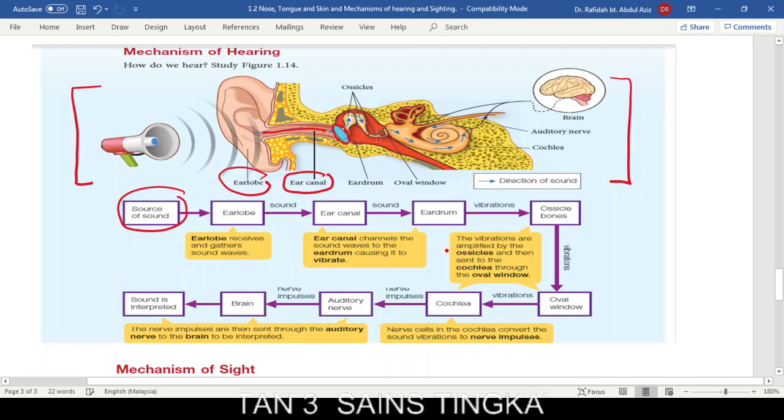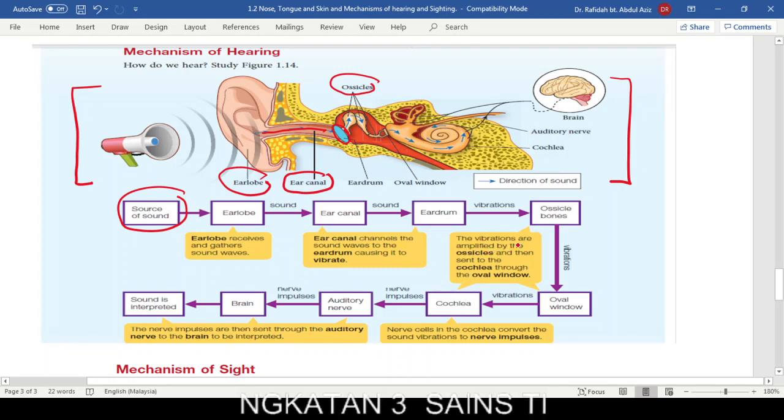the vibration is received. The sound wave received by the eardrum will be vibrated by the eardrum, and then it will transfer the vibration to the bones, three types of bone that form the ossicles.